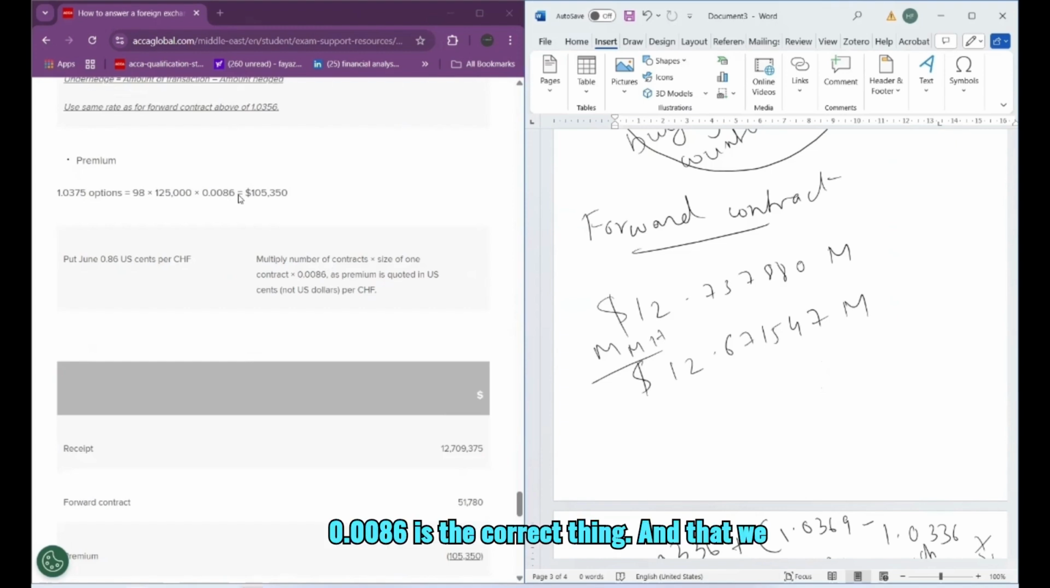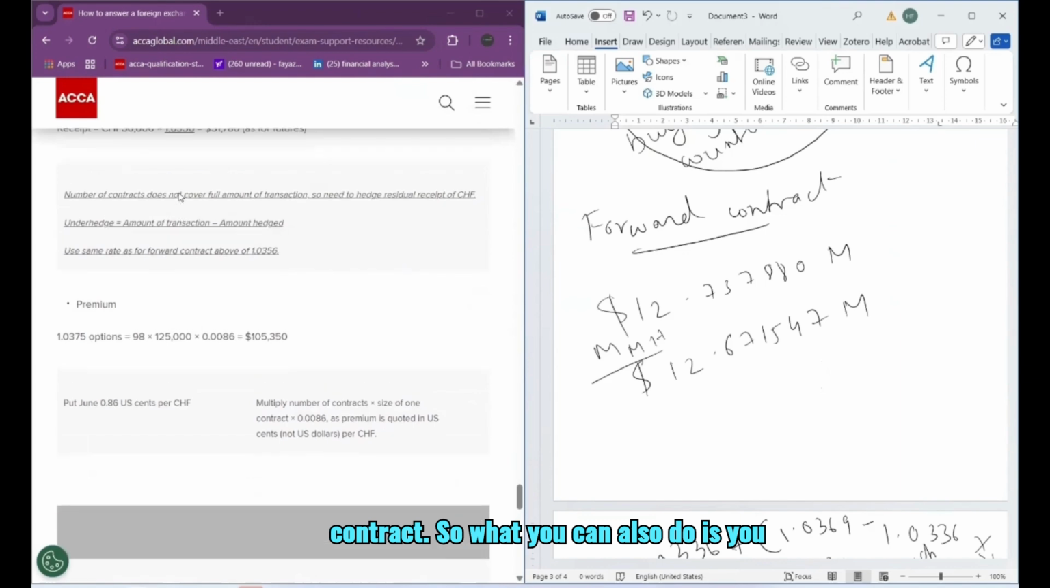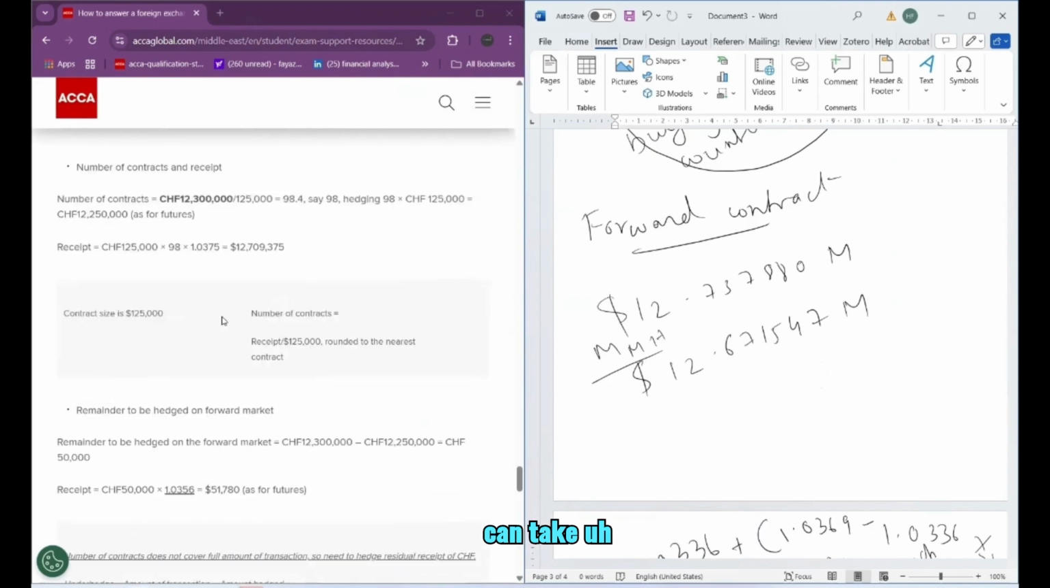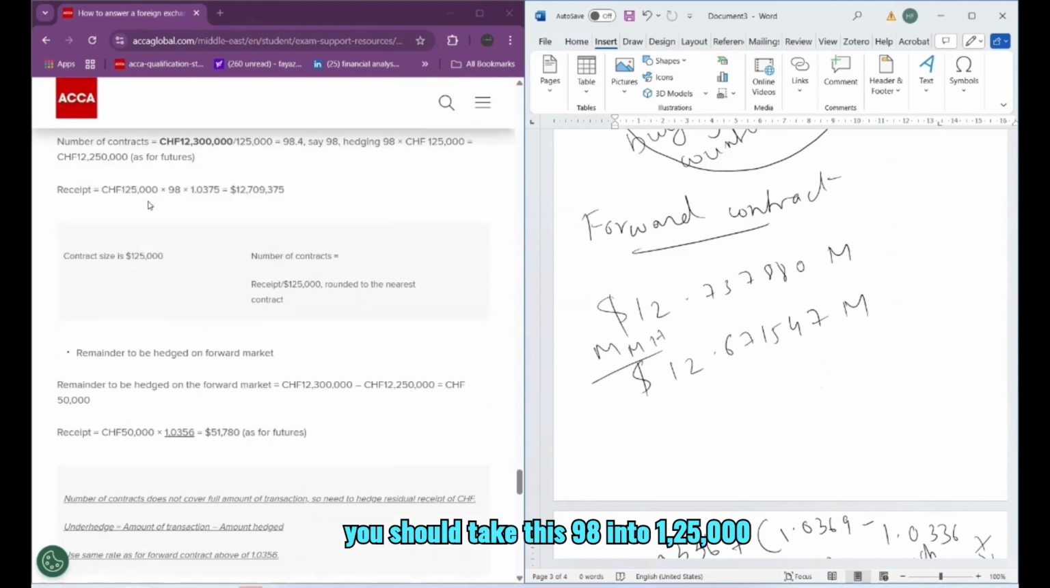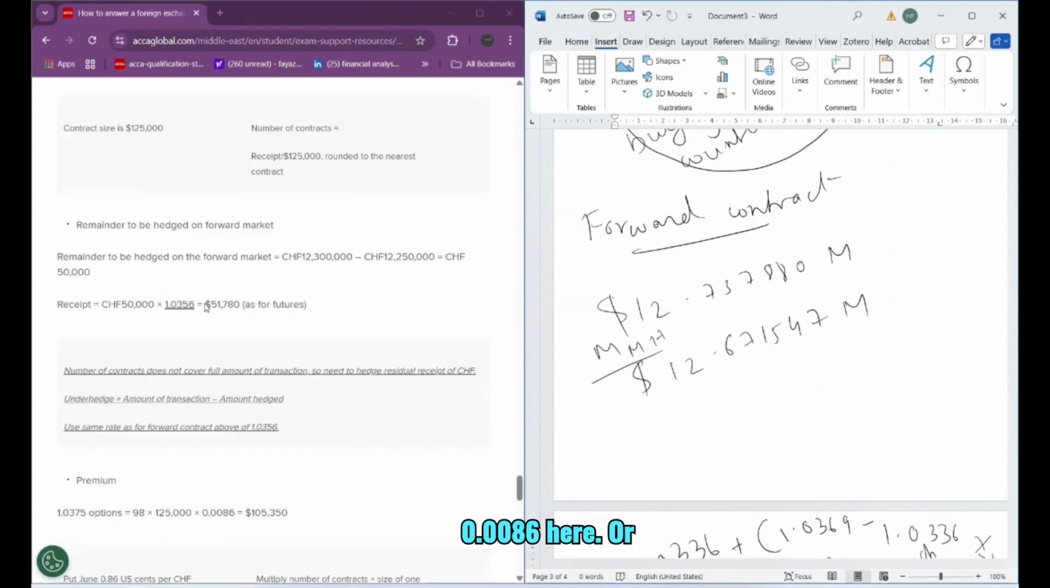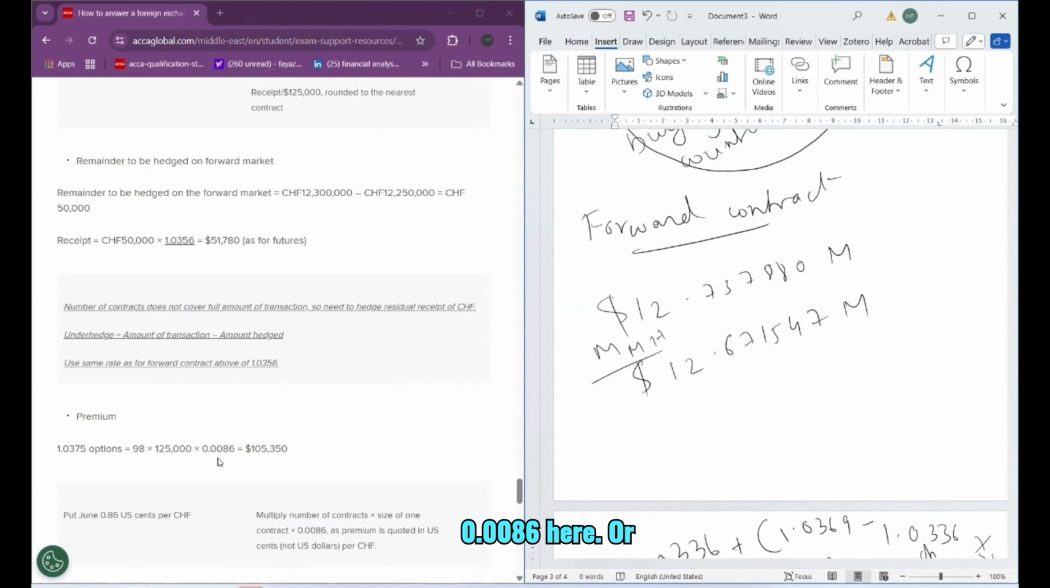0.0086 is the correct figure, and we are simply going to multiply it with the amount hedged under the options contract. So you should take 98 into 1,25,000, that is 12,25,000. You can directly multiply 12.25 into the 0.0086 here, or you can take 98 into 1,20,000. It's basically the same thing.